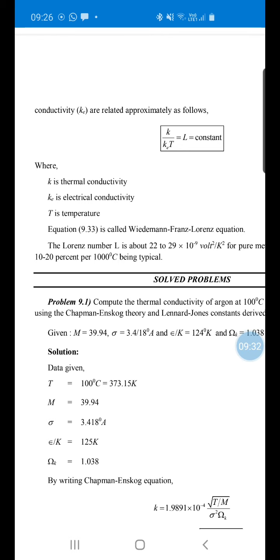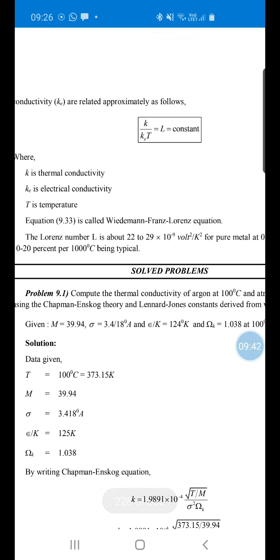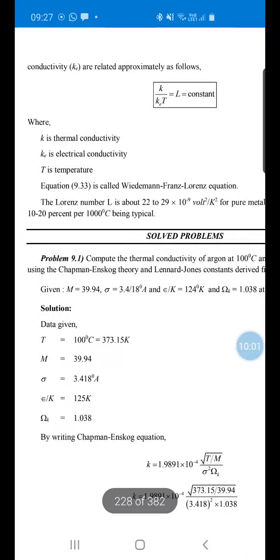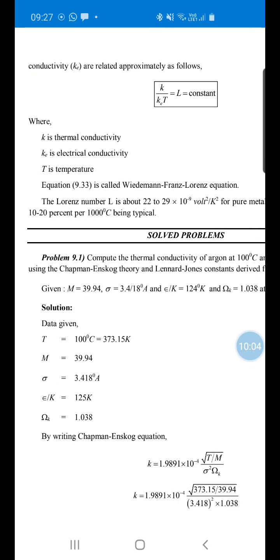This equation is called the Wiedemann-Franz-Lorentz equation. This Lorentz number generally varies between 22 to 29 times 10 raised to minus 9 whole square per Kelvin square. This is for the pure metal at 0 degrees Celsius, and it increases by 10 to 20% for every 1000 degrees Celsius increase. So this is how we discuss the thermal conductivity of solids.